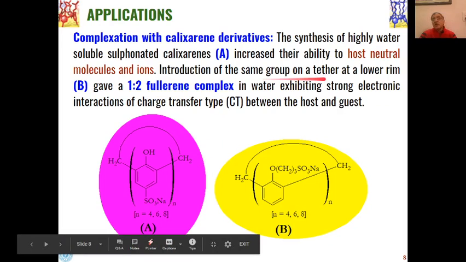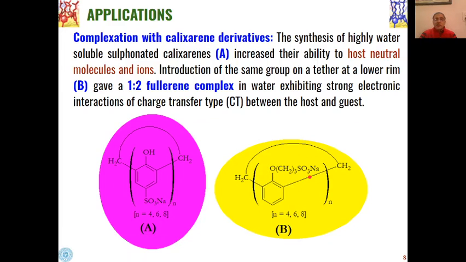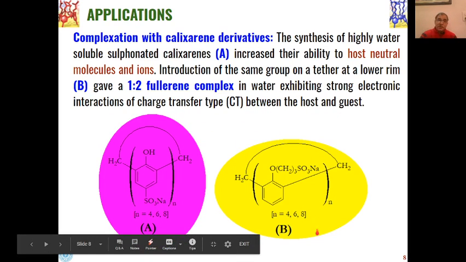Then if we add this group at the tether of the lower rim of the compound, then this gives a 1:2 complex with fullerene in water, exhibiting the strong electronic interaction of charge transfer type between host and the guest molecule. So here the complexation becomes very strong because of the formation of a 1:2 fullerene complex.